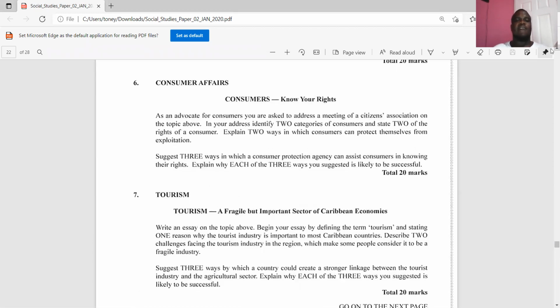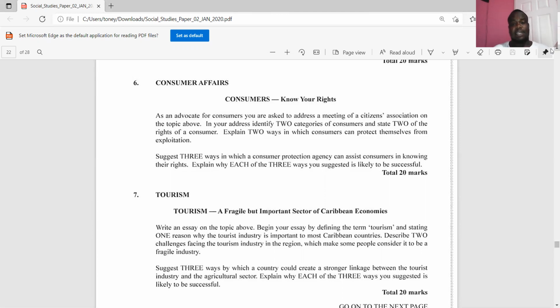So it says, as an advocate for consumers, know your rights. As an advocate for consumers, you are asked to address a meeting of a citizens association on the topic above. In your address, identify 2 categories of consumers and state 2 of the rights of a consumer. Explain 2 ways in which consumers can protect themselves from exploitation. Suggest 3 ways in which a consumer protection agency can assist consumers in knowing their rights. Explain why each of the 3 ways you suggested is likely to be successful, and that's for 20 marks.